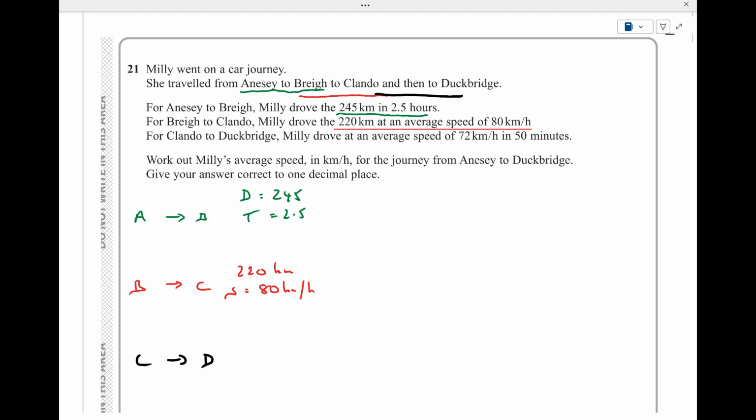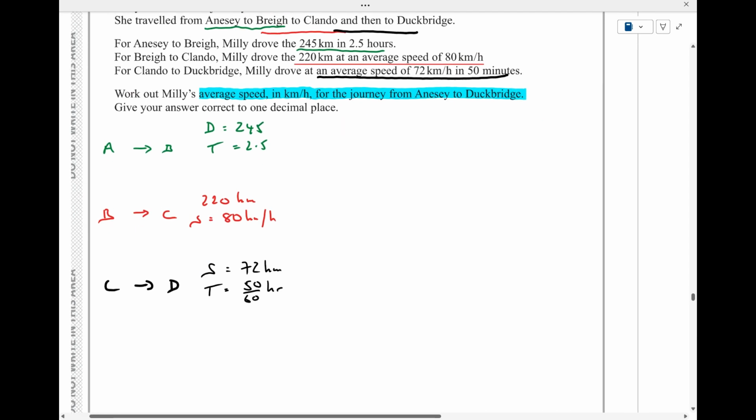And then for the last leg of the journey, her speed is 72 kilometers an hour, and her time, 50 minutes. I have to put that in hours, don't I? 50/60ths of an hour. That's how long the time is there. Work out Millie's average speed in kilometers per hour for the whole journey. Give your answer correct to one decimal place.